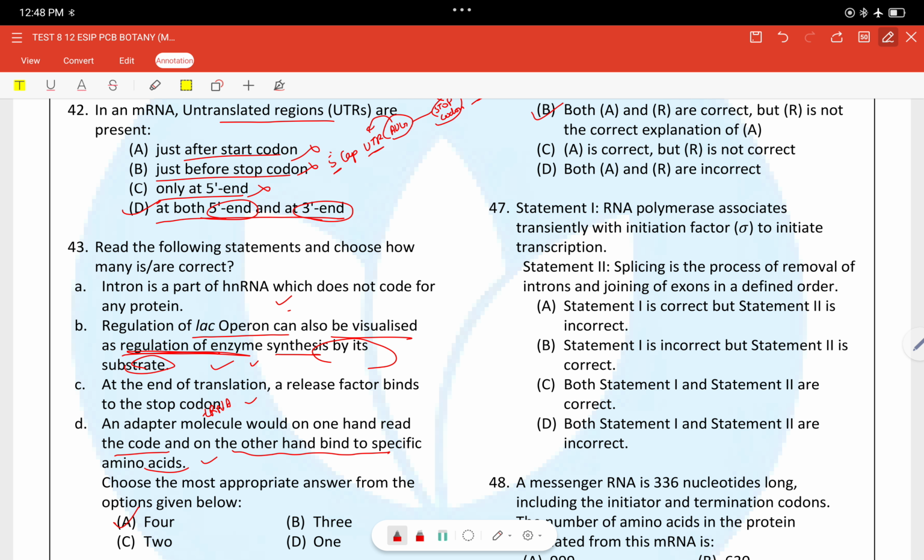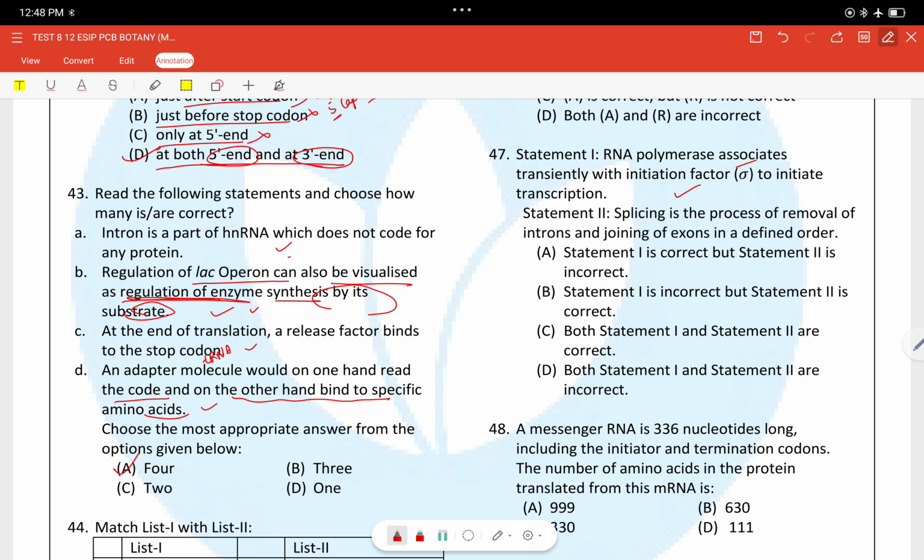RNA polymerase associates with initiation factor sigma to initiate the transcription, correct, and rho for termination. Splicing is the process of removal of introns and joining of exons in a defined manner, that is also correct. That is the process of splicing.